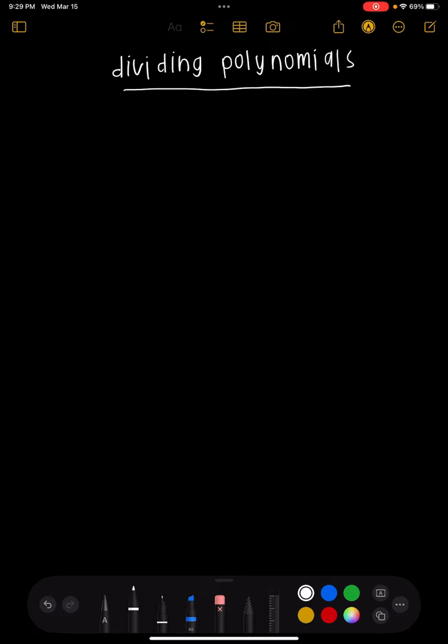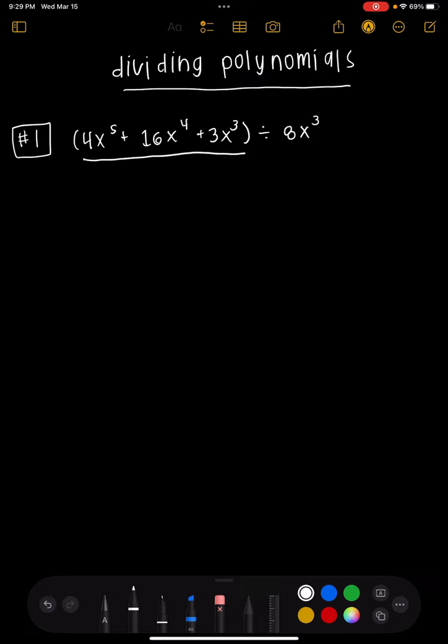There's a couple of different ways that you can divide these, and it kind of depends on what you're dividing by. And so I'm going to show you each way in the examples that are the most appropriate for them. So let's just start with the first example. The first example is 4x to the 5th power plus 16x to the 4th power plus 3x cubed divided by 8x cubed. So we're going to divide this whole chunk right here by 8x cubed.